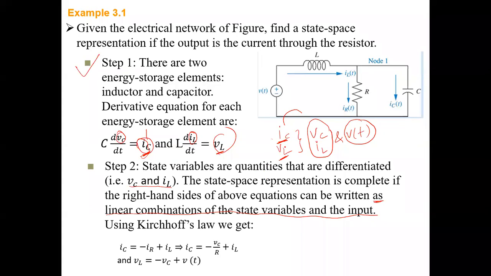So IC and VL are the other system variables. They should be written in terms of the state variables and the input. That's our goal. How can you do that? How do you write IC? Let's begin with IC. How do you write IC in terms of VC, IL, and VT? Then we'll talk about VL. Okay, how do you write IC in terms of these three?